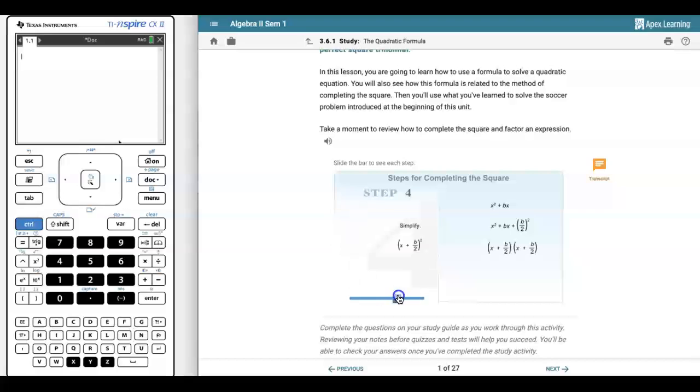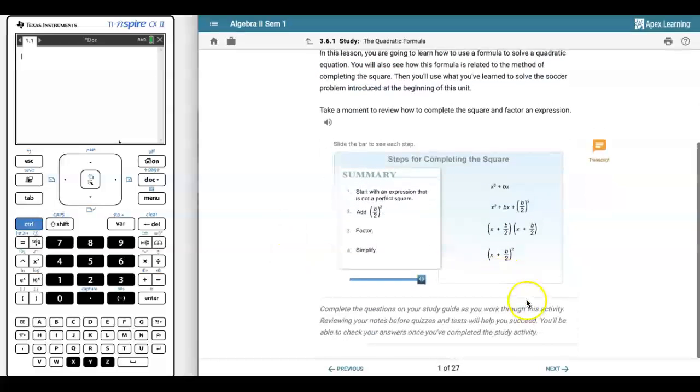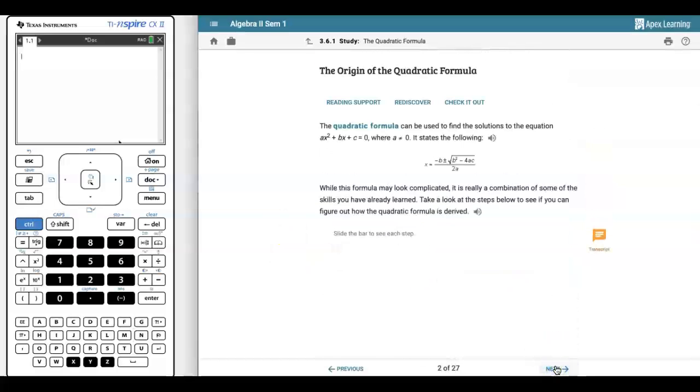So that way, if we factored it, our factor would look like this: x plus b over 2 multiplied by x plus b over 2. When we simplified that, that's x plus b over 2, and then that quantity is squared, right? So that's how we were able to solve if we were able to complete the square. But again, like we talked about, you might not be always able to do that.